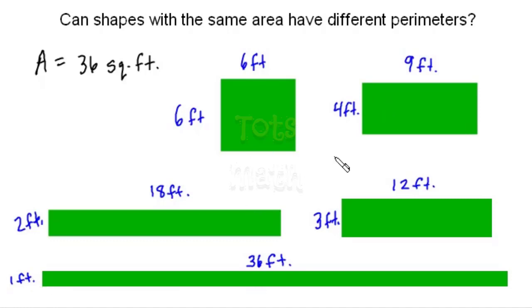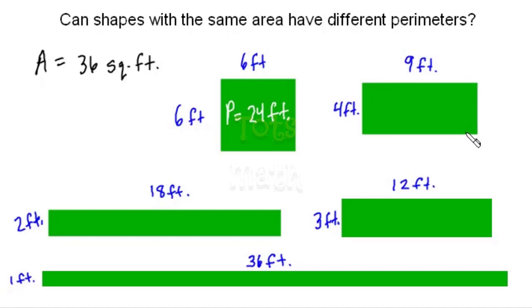So each one of these shapes has an area of 36 square feet. And we know that because the length times the width in each case equals 36. Now let's calculate the perimeter of each shape. Our square garden has 4 sides, each measuring 6 feet long. So if we add the sides together, we get perimeter equals 24 feet.